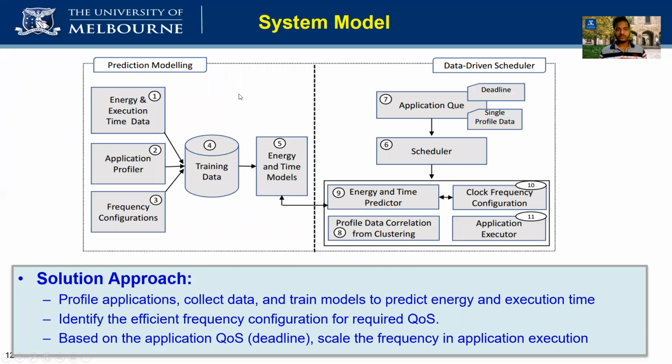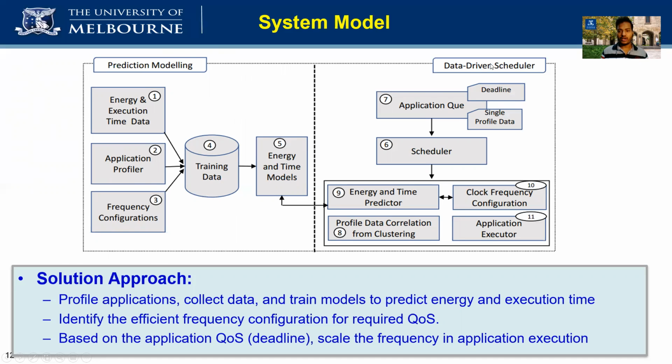Our system model consists of two parts. One is data-driven modeling, which is mainly about predicting energy and execution time based on the profile data. And once we build these models, we use them for the resource management aspect. In this particular study, we use it for scheduling.